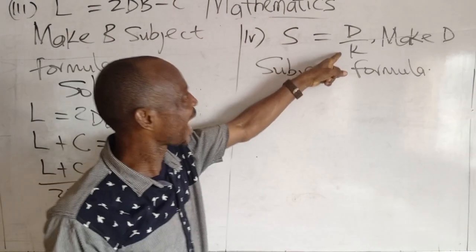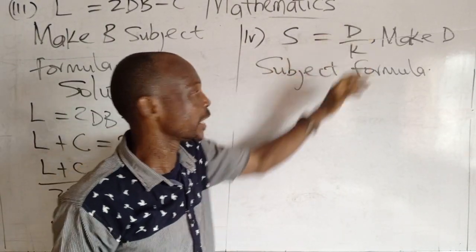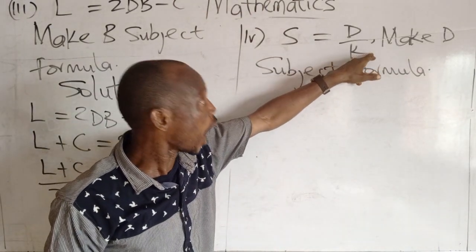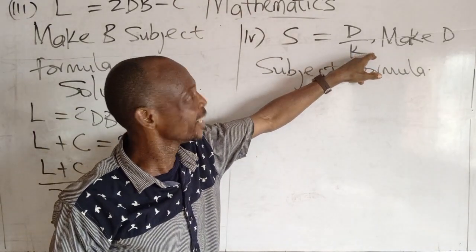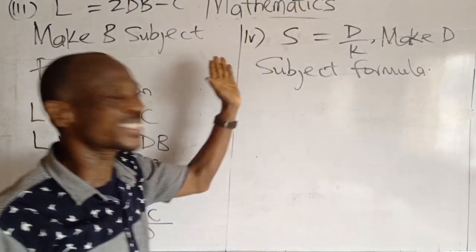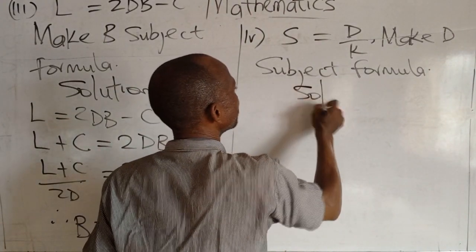K is dividing D in this place. So for us to make D stand alone, we are going to put K, the divisor, or we call it the denominator, to multiply both sides of the equation. So let's go. Solution.